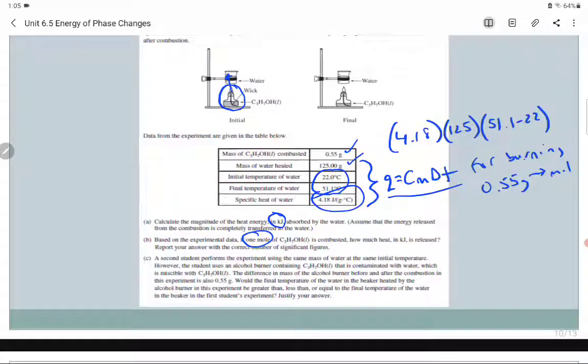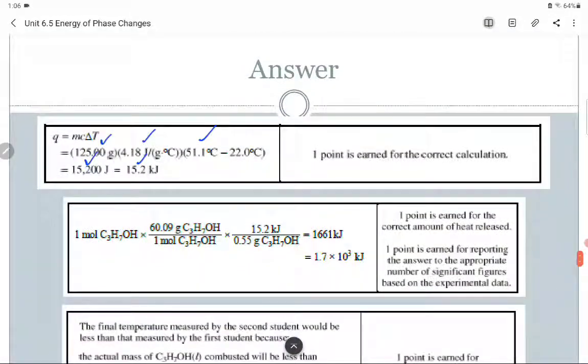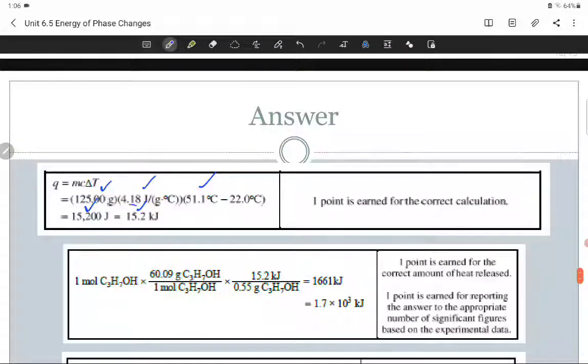So instead of me doing the math there and getting the calculator out, we'll look at the answers here. So there's our previous answer, 15.2 kilojoules. And I said that 15.2 kilojoules is if you had burned 0.55 grams. So they set up a little conversion here. Let me erase that because that's going to get a little busy. 15.2 kilojoules for every 0.55 grams of propanol burned.